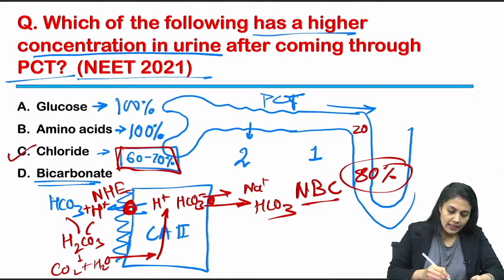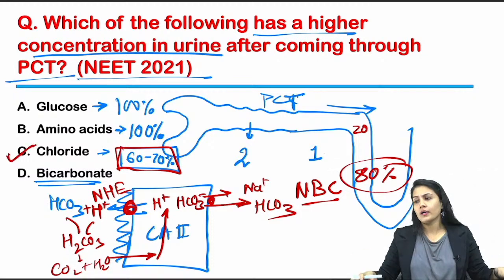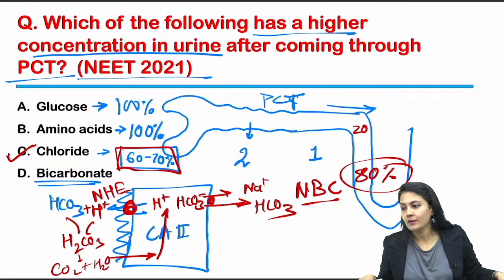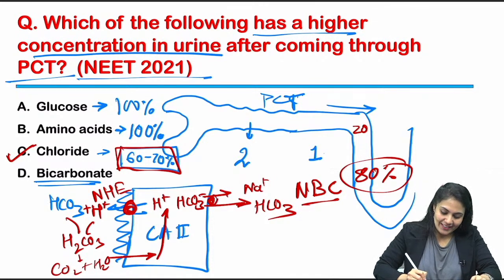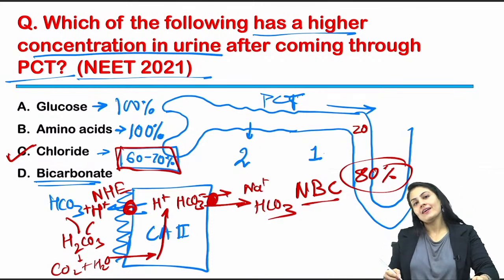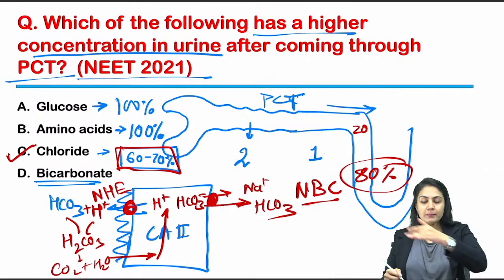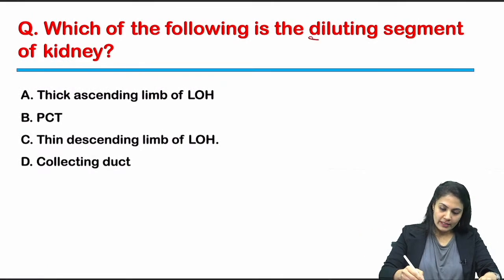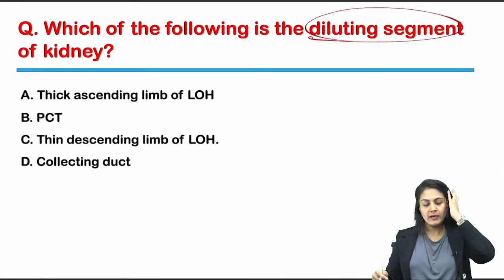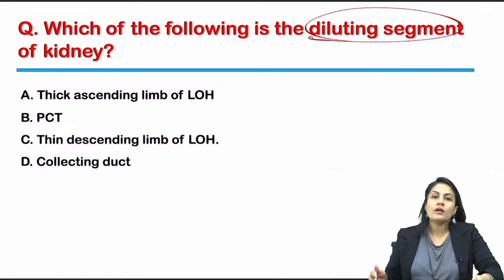So the correct answer over here is option C. All of you are correct, right? Please change your basics, right? Over here they're asking what is going to happen after the PCT. Diluting segment, very easy question, very straightforward. NEET 2019.